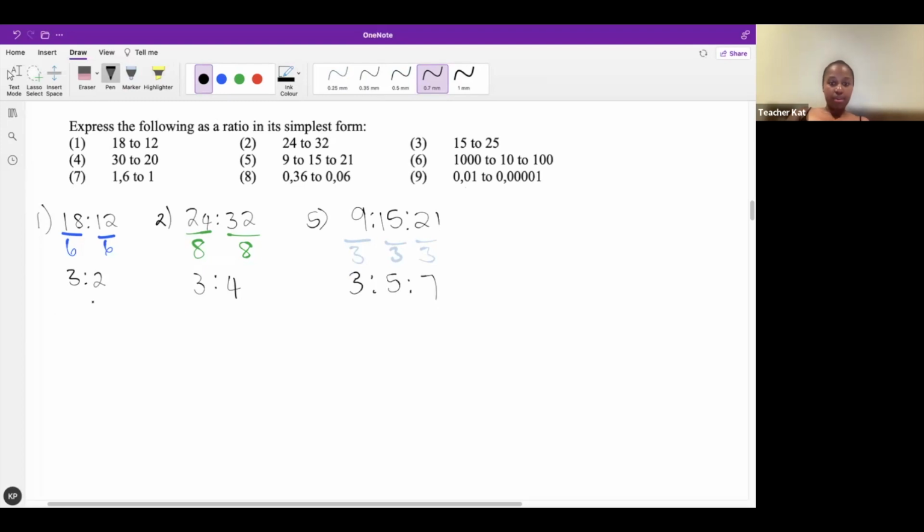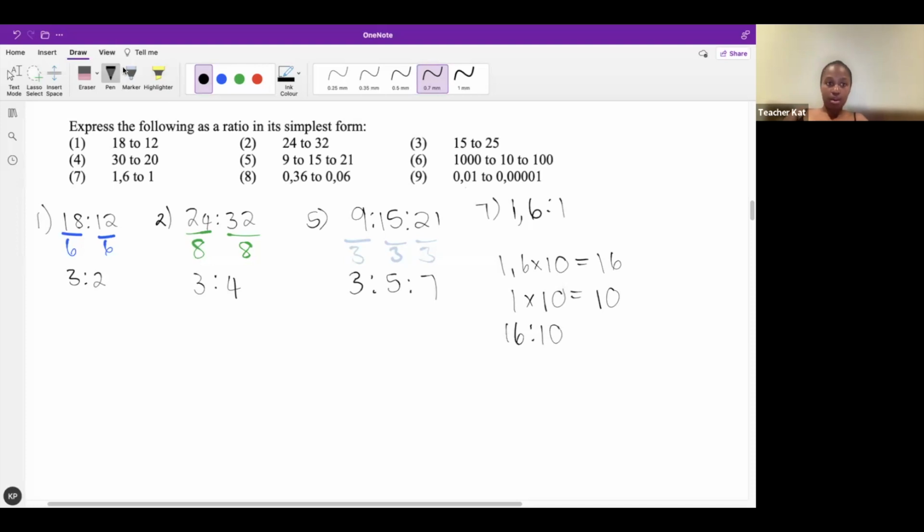Beautiful. Now let's look at number 7. What problem do we have there by number 7? There's a decimal. Now let's get rid of that decimal. How are we going to get rid of that decimal? We're going to times 1,6 by 10. And that's going to give us what? 16. But what we do on the left, we have to go do on the right. So then I also have to say 1 times 10, which will give me 10. So then the ratio is 16 to 10.